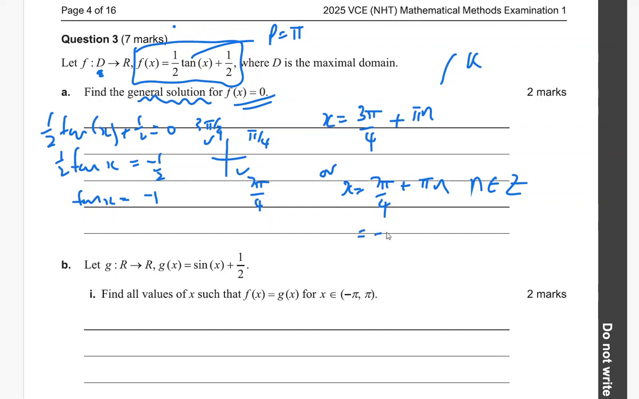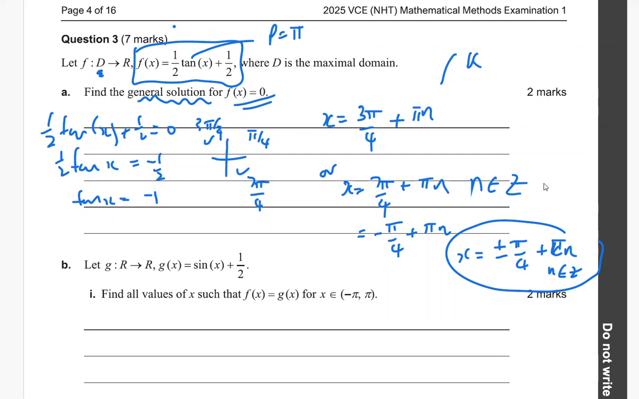You could have had minus pi on 4 plus pi n. You could have combined them together and said plus or minus pi on 4 plus pi n, where n is an element of integers. This or this with one of those, perfectly okay.